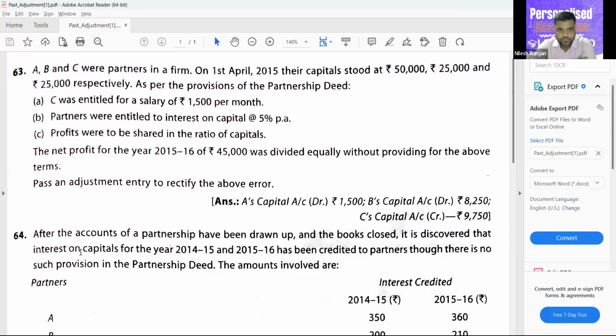So we'll take 50,000, 25,000, 25,000. No, that is capital. Wrong distribution of profit. Profit is how much? 45,000. And it is divided in which ratio? 2:1:1 is the correct ratio. It is written here, profit were to be shared in the ratio of capital. So it is correct. We have not done this. It is written here that 45,000 was divided equally.